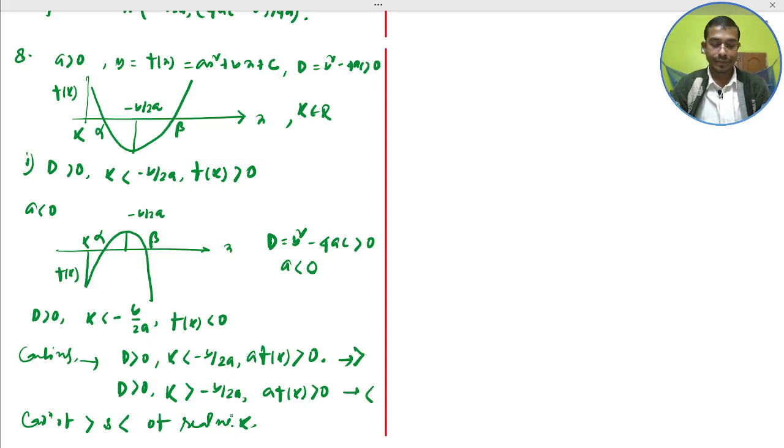So now, the condition for a number k to lie between the roots of a quadratic equation, and another one I will just do: the condition for exactly one root of a quadratic equation to lie in the interval k1 and k2, with k1 less than k2.